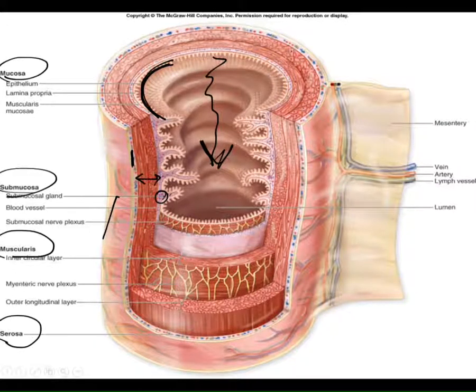So I just need you to know the 4 layers. Mucosa, submucosa, muscularis, serosa. And when you look at the scope, you'll see those layers, and your histology in your book will help you with that. And that's really what you're after over there, identifying the 4 layers of the intestine.